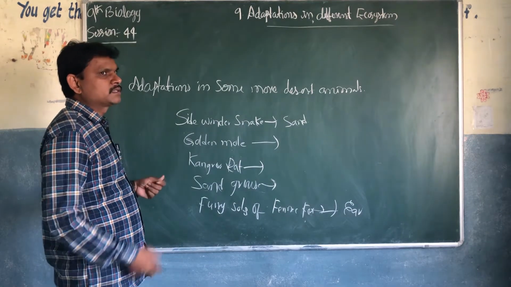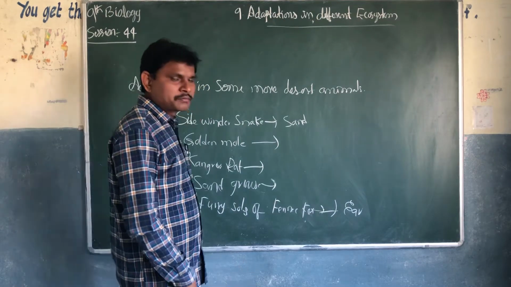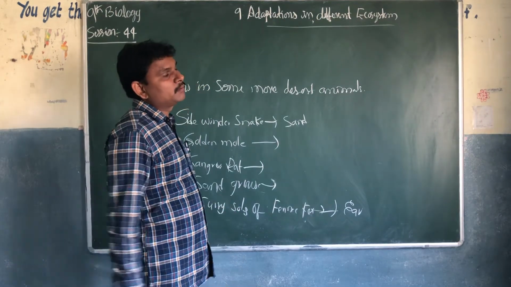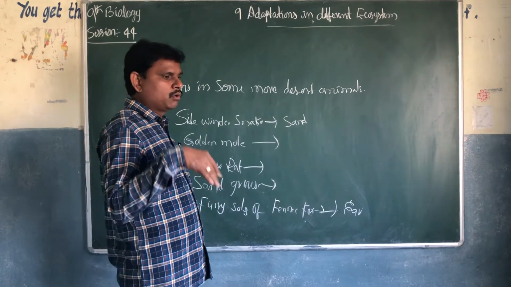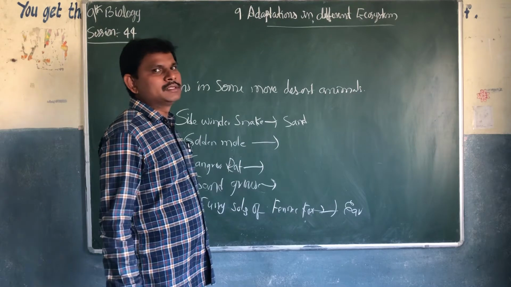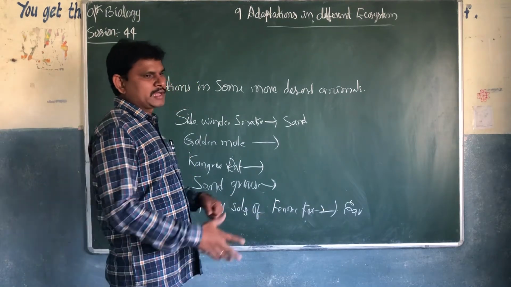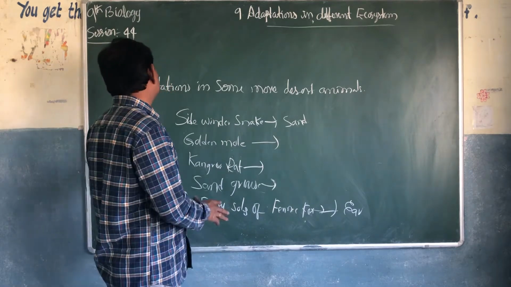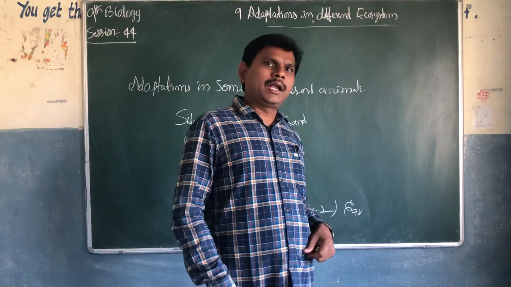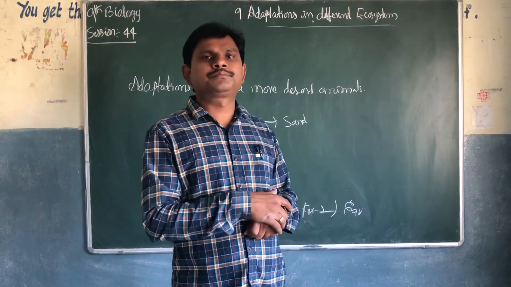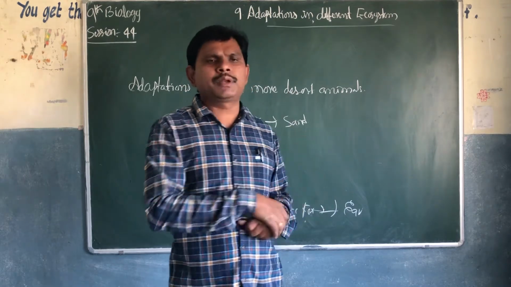Different types of animals. Some rats make holes in the soil and sleep if there is a huge temperature. They make holes in the soil and sleep. Only a small portion of the body attaches to the sand and the land. So these animals have adapted to that ecosystem, to those huge temperatures.